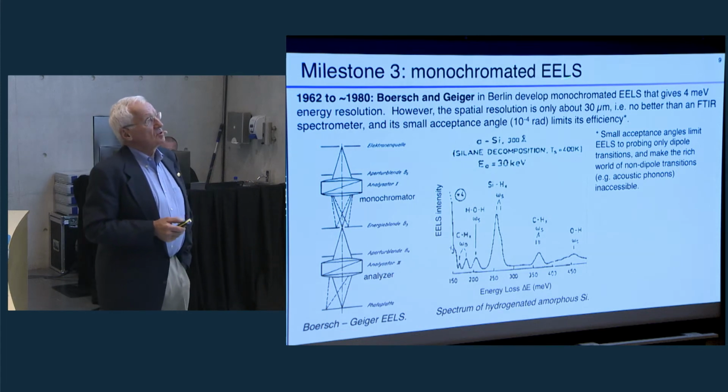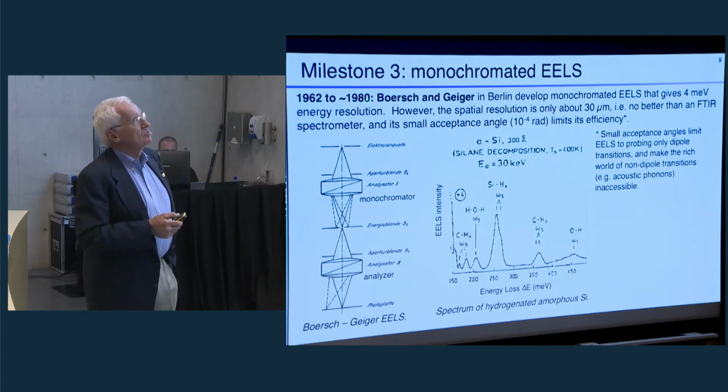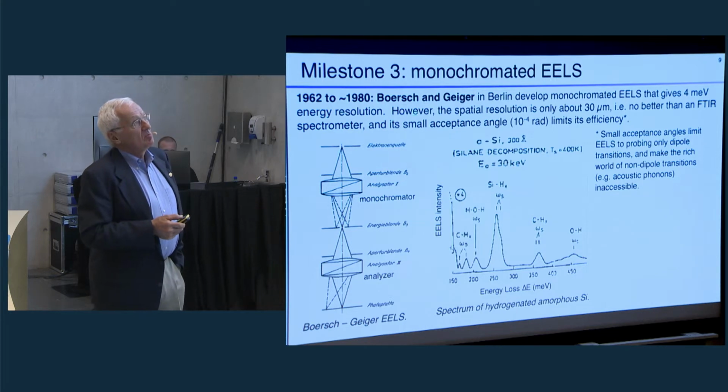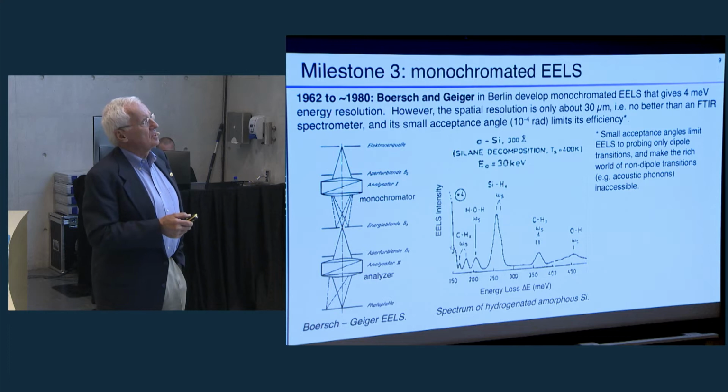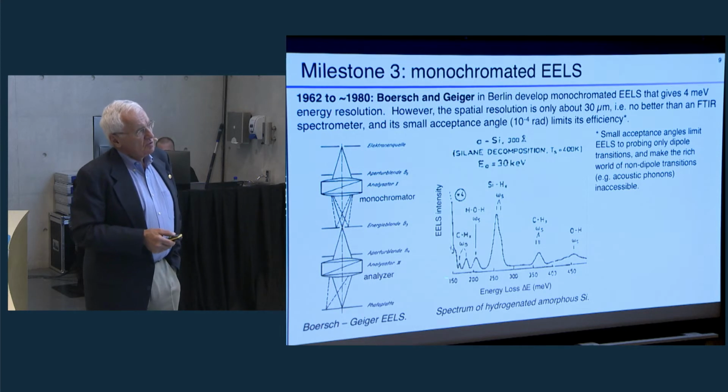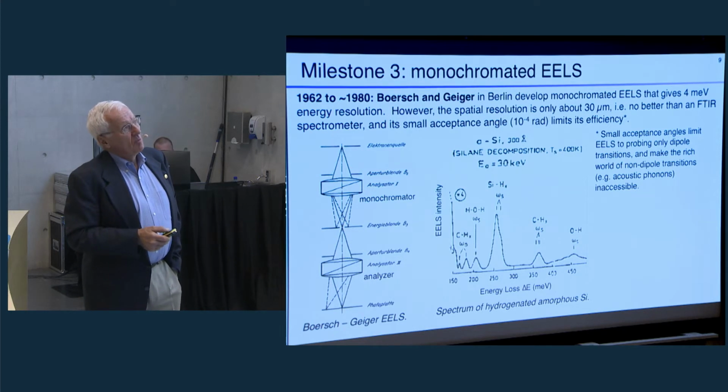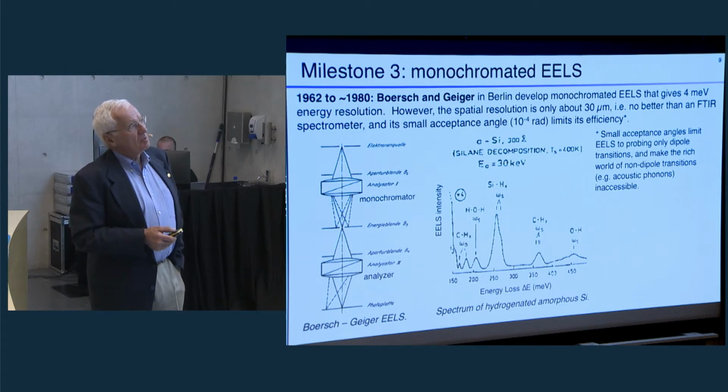Milestone number 3, monochromated EELS. There was this wonderful machine put together in Berlin by Boersch and Geiger, with an analyzer, monochromator, and electron gun at the top, and it produced spectra such as this from amorphous silicon, 300 angstroms thick, prepared by decomposition of silane, primary energy 30 kilovolts. You can see all kinds of vibrations.